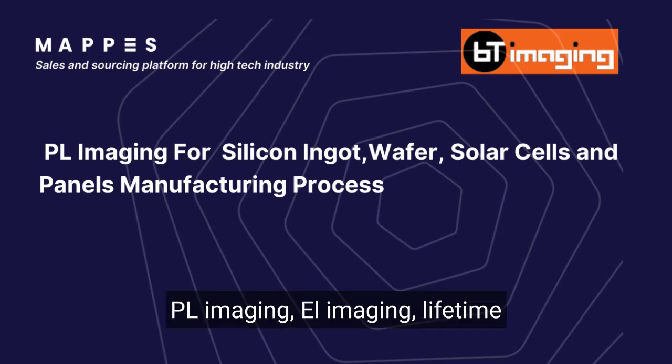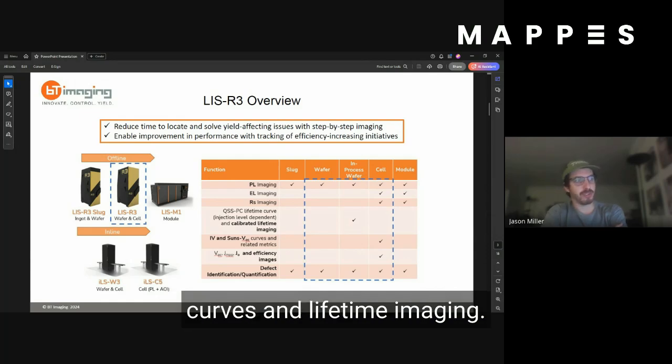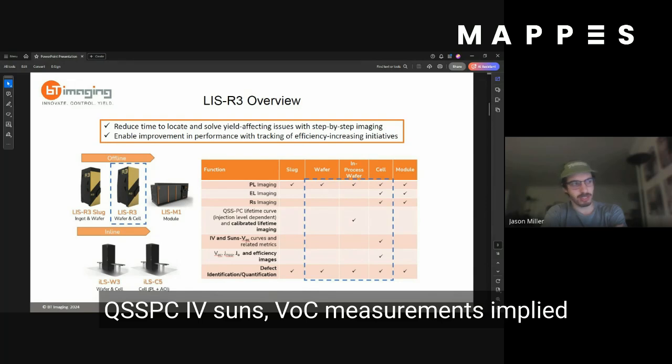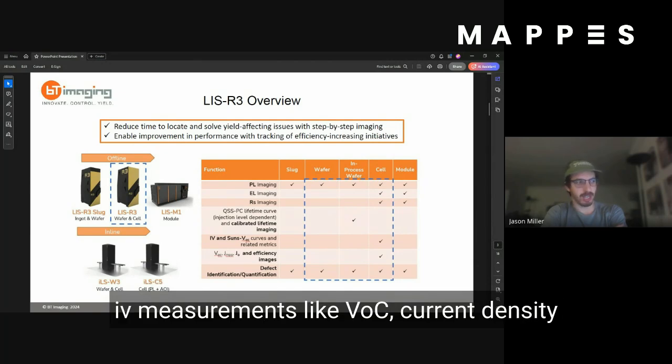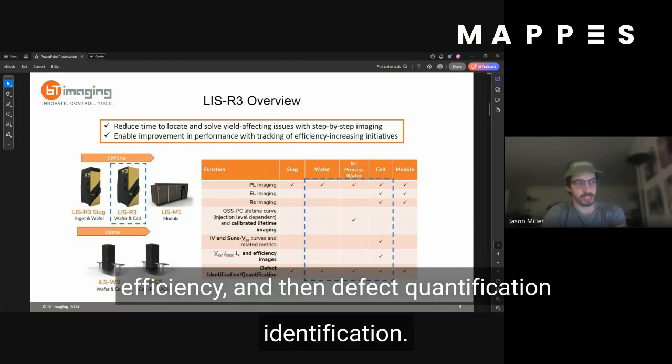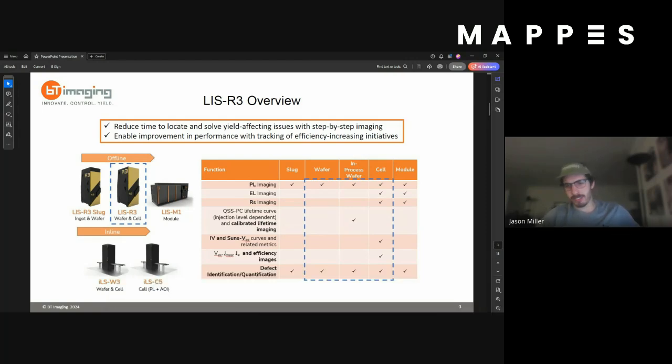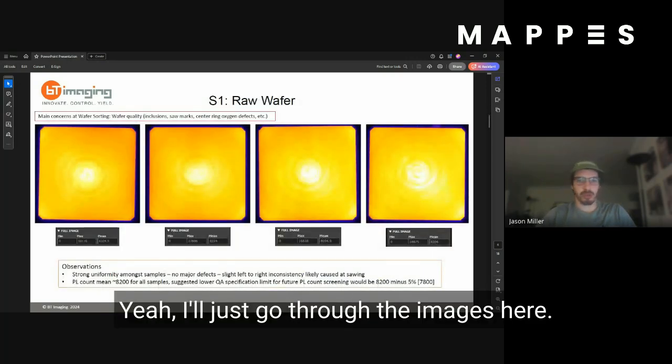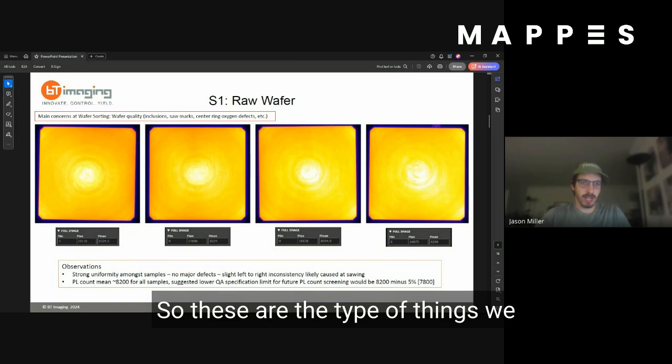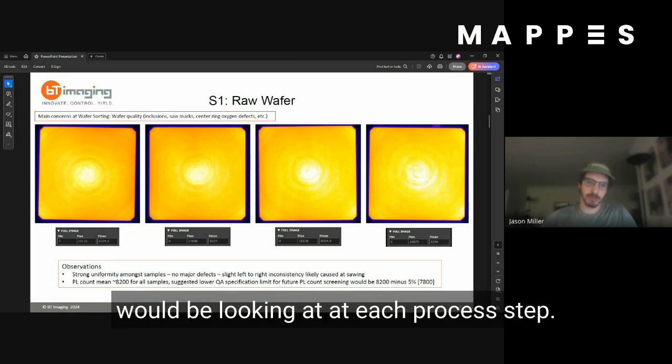PL imaging, EL imaging, lifetime curves and lifetime imaging, QSSPC, IV, SUNS-VOC measurements, implied IV measurements like VOC, current density, efficiency, and then defect quantification and identification. And yeah, I'll just go through the images here. So these are the type of things we would be looking at each process step.